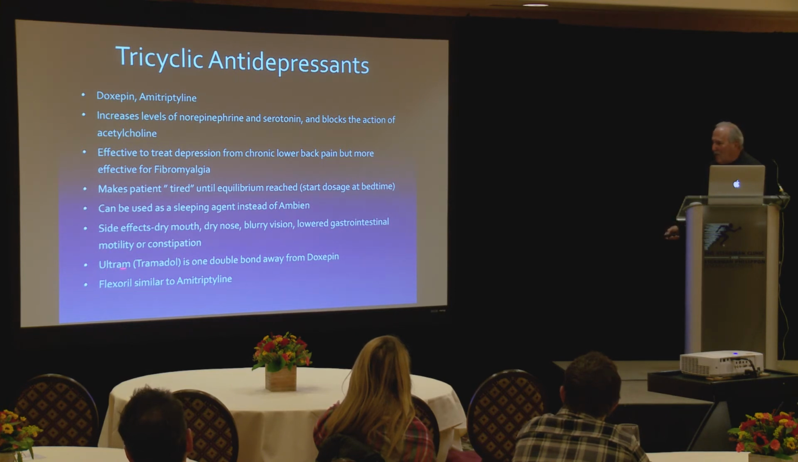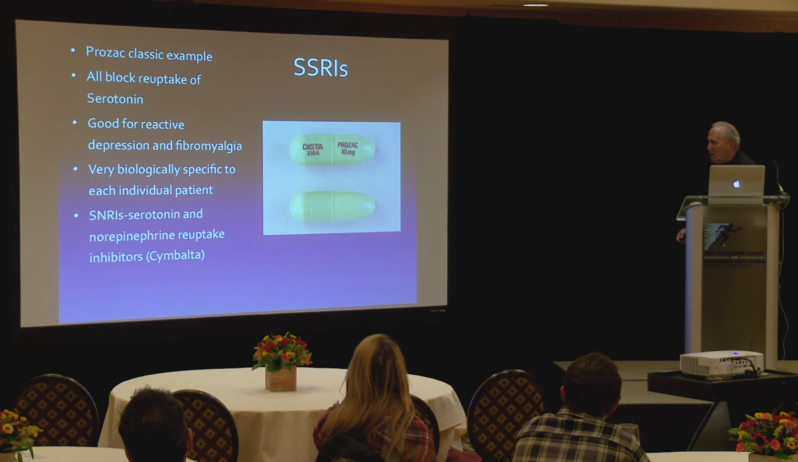Very interesting. Ultram is 1 double bond away from doxepin. And Flexeril is similar to amitriptyline. We'll talk about how that's effective. So SSRIs, Prozac is the classic example. All block the reuptake of serotonin, good for reactive depression and fibromyalgia, very specific to each individual patient. You give somebody Prozac and they love it, and the next person hates it. You give them Celexa and they love it. So you have to be cautious about how you prescribe these.